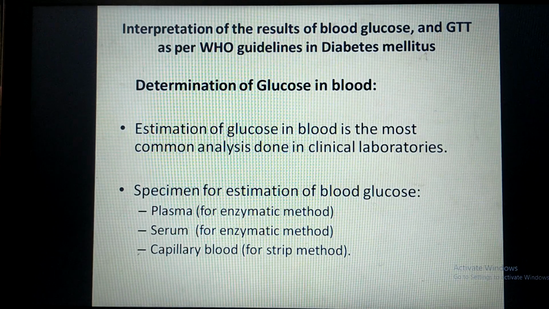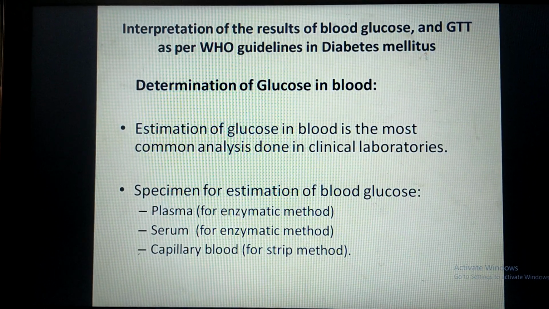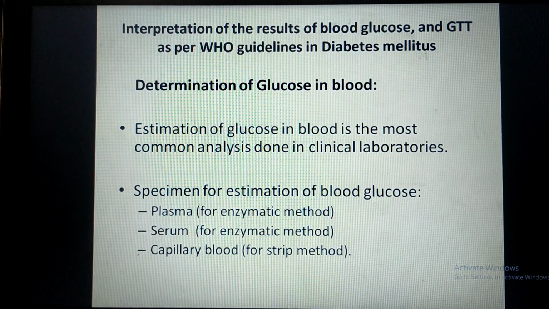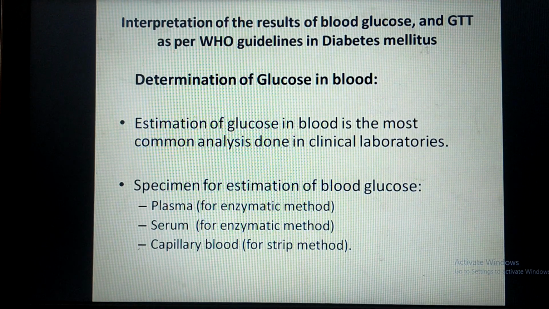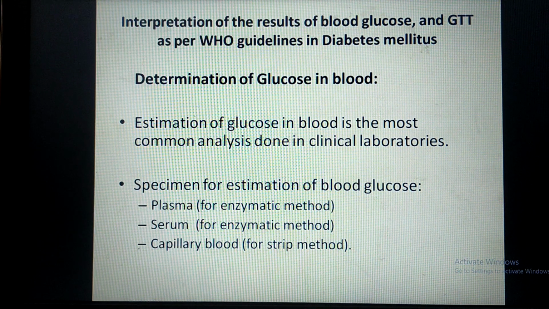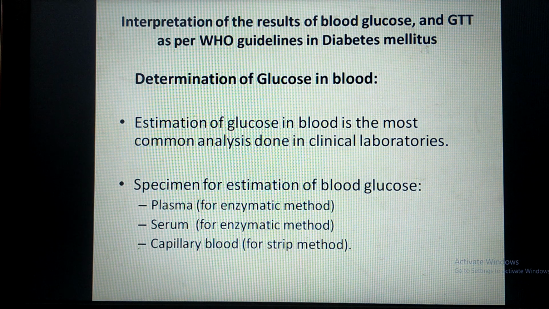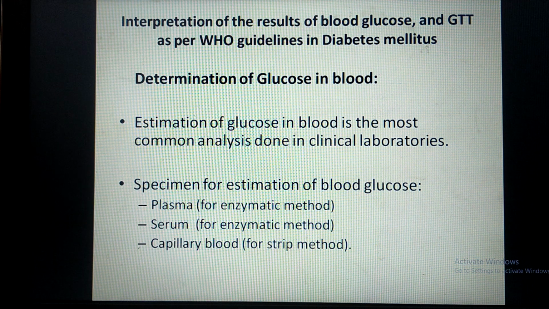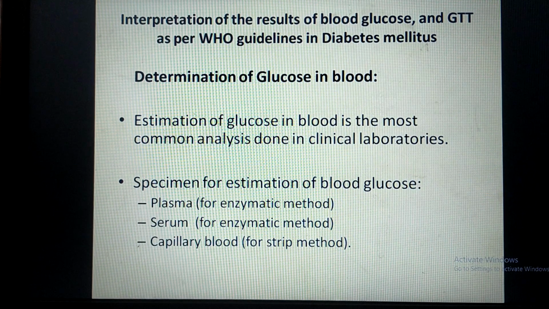Determination of blood glucose level is the most commonly done laboratory analysis. For estimation of blood glucose level, we have to collect either plasma, serum or capillary blood. Out of this, enzymatic method is considered as highly specific and accurate method of estimation of blood glucose level, for which you require either plasma or serum.